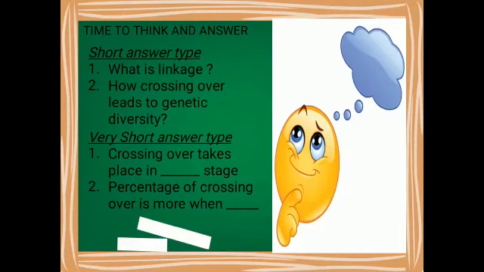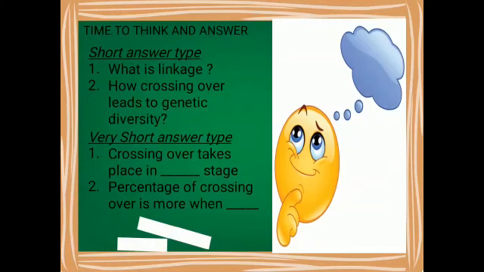So, this is all about linkage and recombination. If you have understood the concepts completely, now try to answer these questions. What is linkage? Linkage is a physical association between 2 genes. How does crossing over lead to genetic diversity? Question number 2. Try to answer. Well, when crossing over occurs, it causes the exchange of non-sister chromatids of homologous chromosomes, which results in variation or recombination, which leads to genetic diversity.